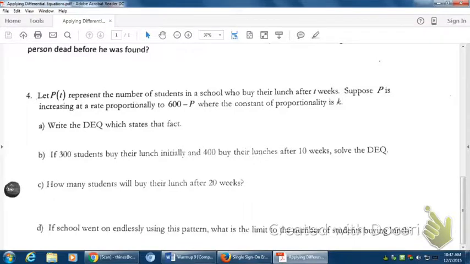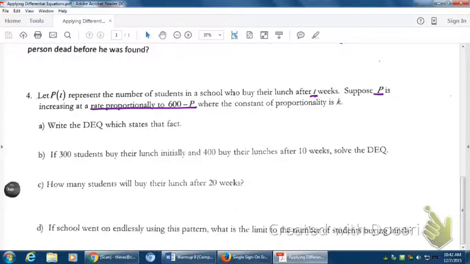Okay, so here's the last example. And basically it's the same kind of problem. Let P of t represent the number of students in a school who buy their school lunch after t weeks. So we've got a P and a t. It is increasing at a rate proportional to that, so that means it's going to be k times that, where the constant of proportionality is k.